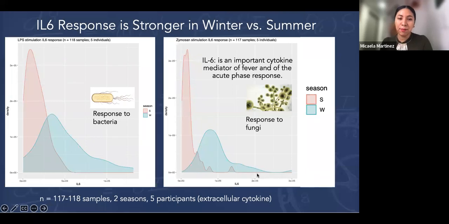And so just to give you an example of one of these stimulation studies, what we did was we took a group of cells from the immune system, from both winter and summer, and then exposed them to a bacterial antigen and a fungal antigen. And we measured a bunch of different cytokines. Here's data from one cytokine, which is called IL-6. And this is a really important mediator of fever. And what we ended up finding is that in winter, which is shown here in turquoise, the wintertime cells were producing this fever-inducing cytokine at a significantly higher level than cells that are isolated in the summer.